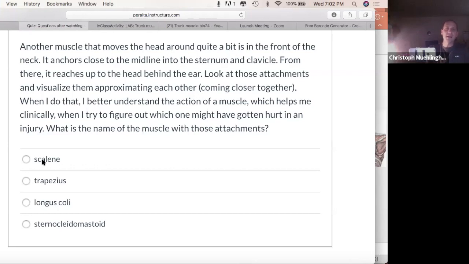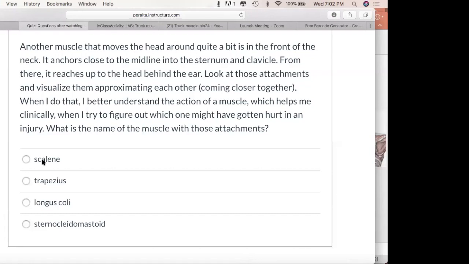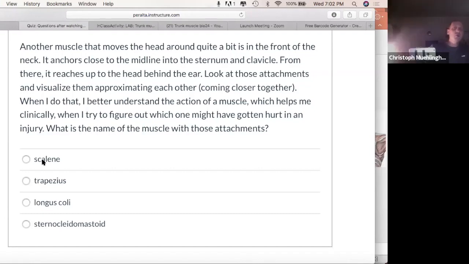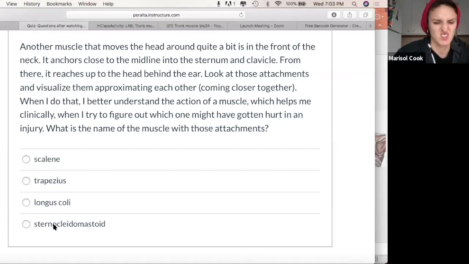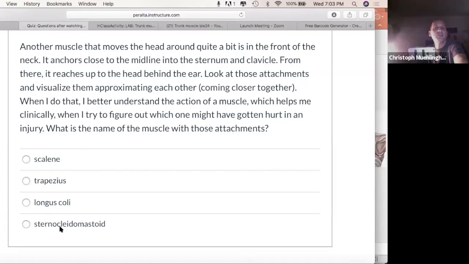So when you figure out somebody hurt themselves, sometimes you figure out what motion did you do that you hurt yourself in, and then you figure out which muscle might have been stretched too much and probably got hurt. What was the name of this muscle? The trapezius? The sternocleidomastoid. So let's see here.